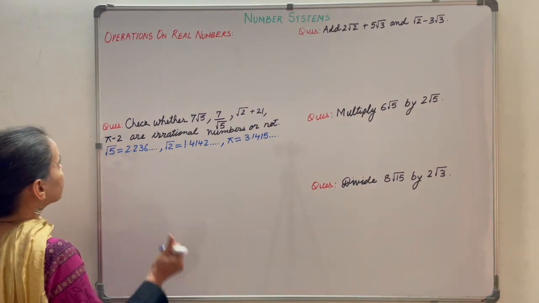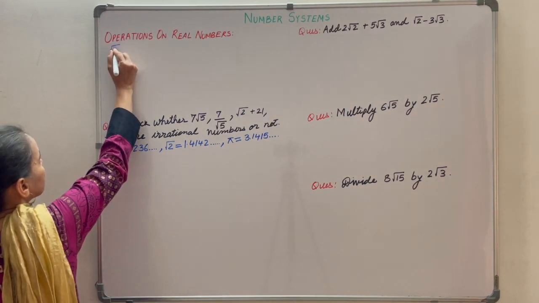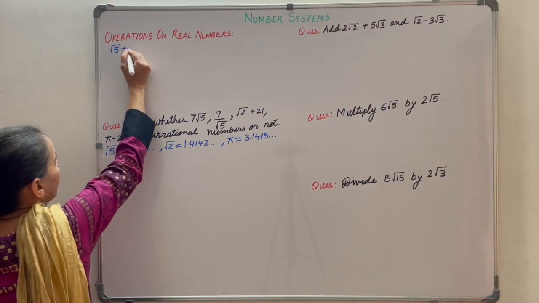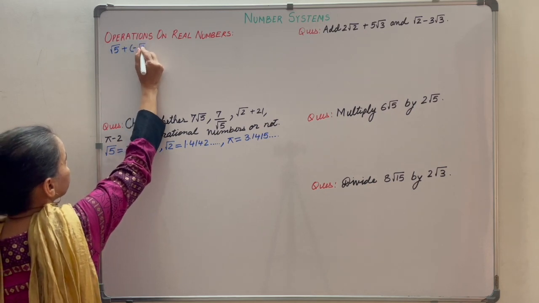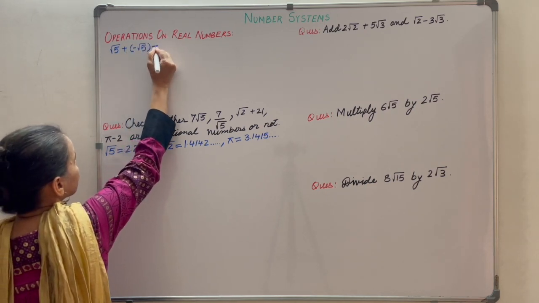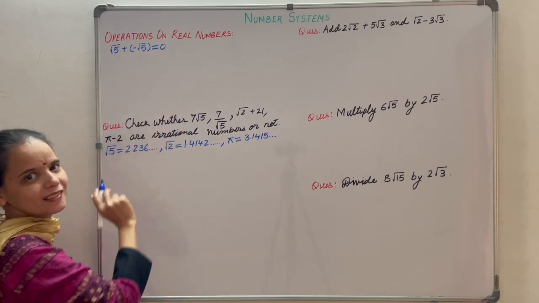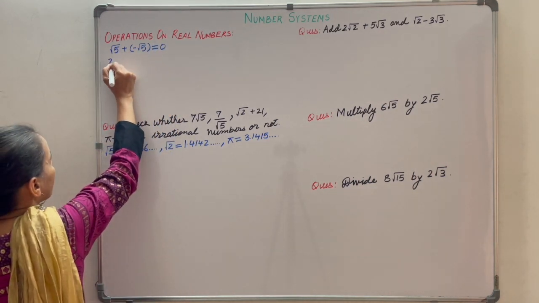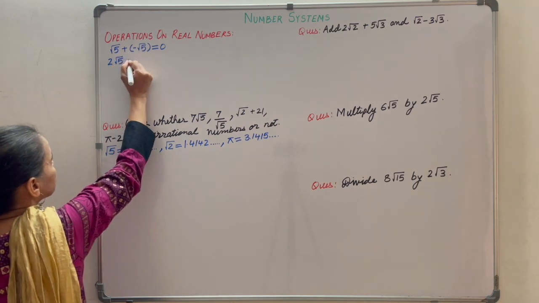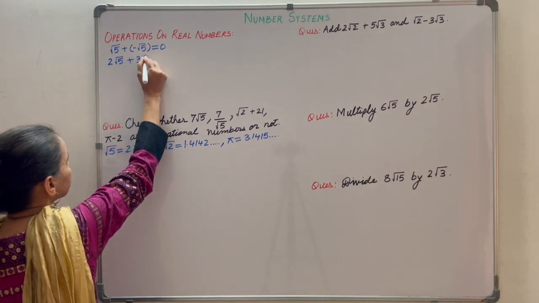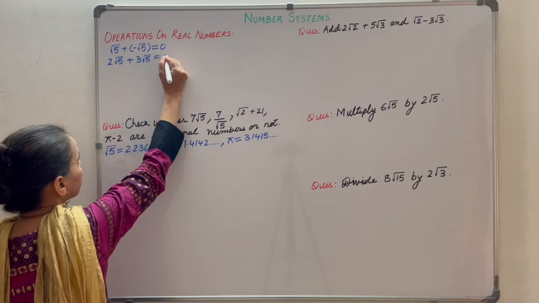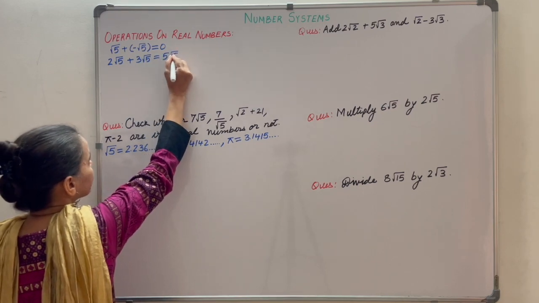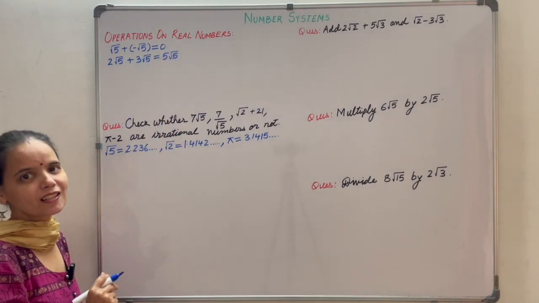Suppose you have an irrational number, say root 5. If you add minus root 5 to it, you will get 0. 0 is a rational number. Let me write down one more example. If you add 2 root 5 to 3 root 5, what will you get? 5 root 5. This is an irrational number.